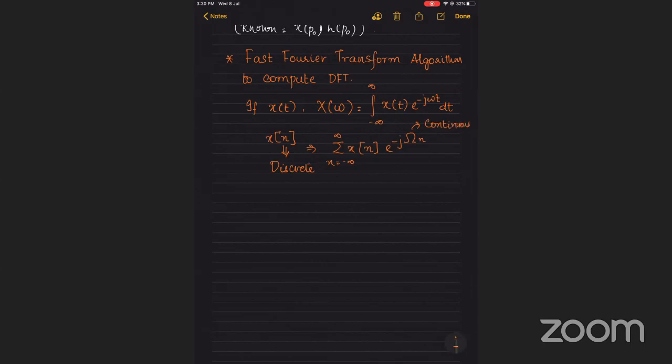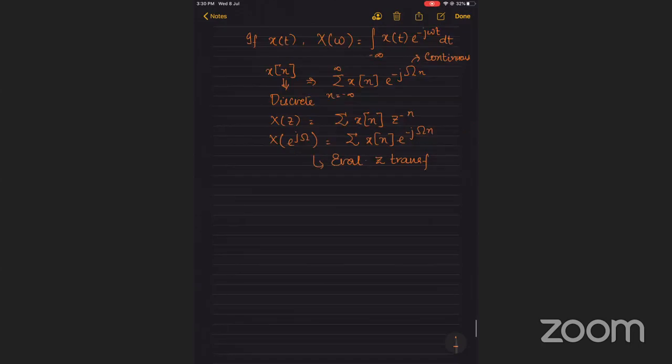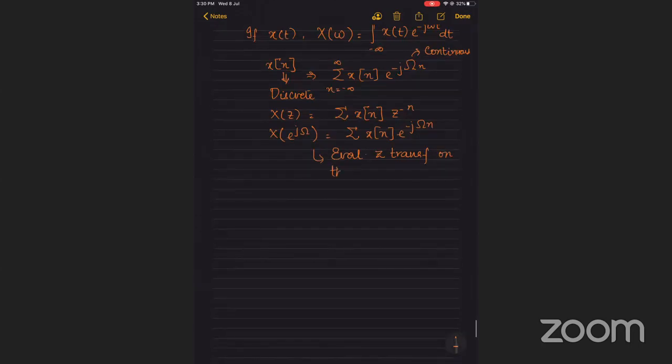You remember, we looked at the Z transform of x of n. The Z transform of x of n was basically sigma x of n z power minus n. Now what I am going to do is evaluate X of e power j omega, which is equal to sigma x of n e power minus j omega n. Which means what am I doing? This is basically obtained by evaluating the Z transform on the unit circle.